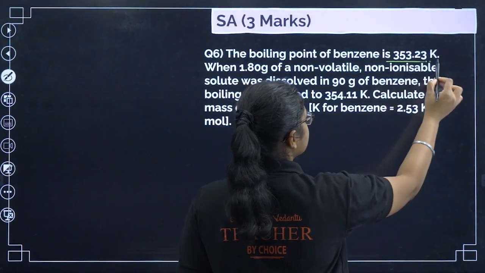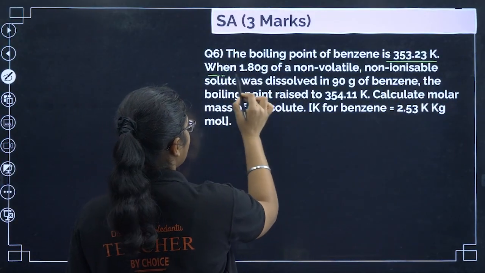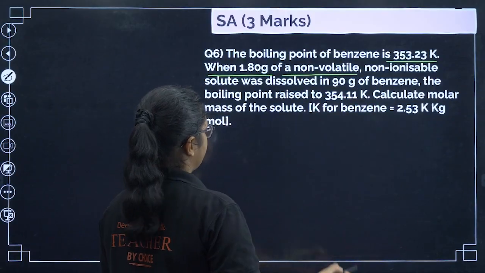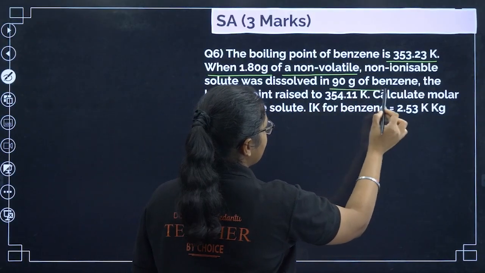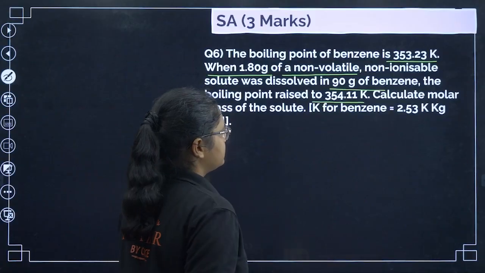The boiling point of benzene is 353.23 when 1.80 gram of non-volatile solute was dissolved in 90 gram of benzene. The boiling point was raised to this one.